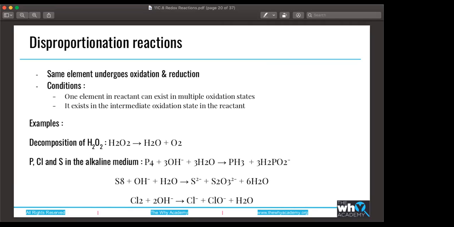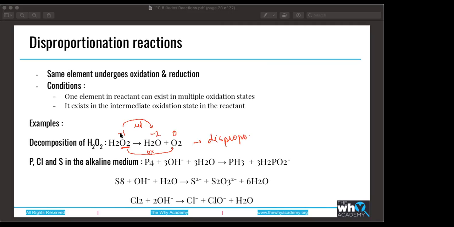As given here in the example, hydrogen peroxide. In peroxide, the oxidation state of oxygen is -1. When it decomposes, it oxidizes to elemental oxygen and reduces to water. So this reduction has taken place, and over here oxidation has taken place. So the same element, oxygen, has undergone both oxidation and reduction, which is why it's a disproportionation reaction.